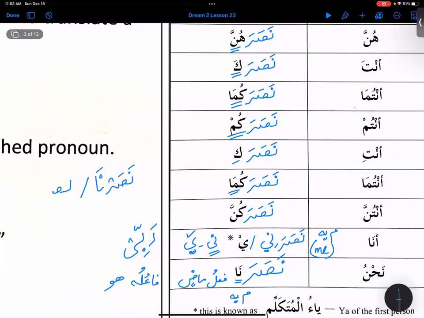What's the difference between nasarna and nasarana? We helped, and he helped us. But how can we differentiate them? Sukoon on the last letter of the verb and then na: this is not an attached pronoun, it is basically the fa'il. So that is a fail and a fa'il, and this na is the fa'il over here. But in nasarana, this na is not the fa'il; it is the attached pronoun, and that's why it is maf'ool bihi.